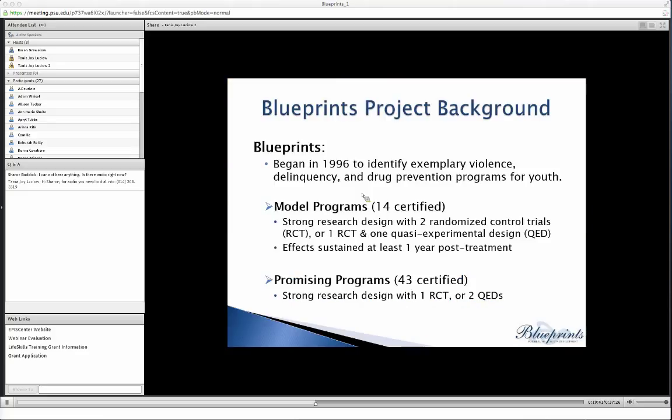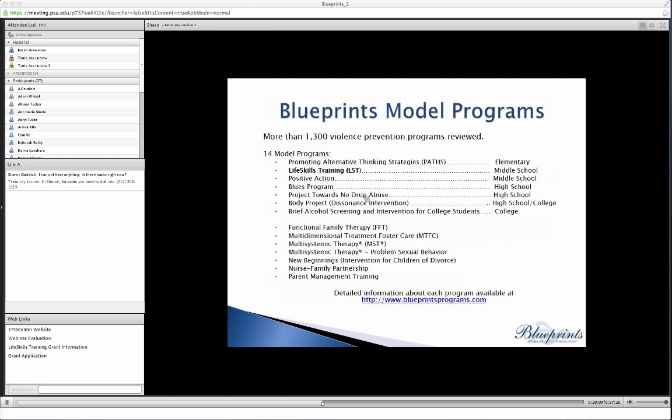Okay, so just very quickly, I work at the University of Colorado at Boulder, and within the university, we have the Center for the Study and Prevention of Violence. Within that center, we have the Blueprints Project, which is designed to identify exemplary violence, delinquency, and drug prevention programs for youth. They have a system of designating programs as either model or promising based on what criteria they meet. The Life Skills Training Program has met the very rigorous research criteria to be considered a model program. It's one of only 14 out of more than 1,300 programs that have been reviewed at this point.